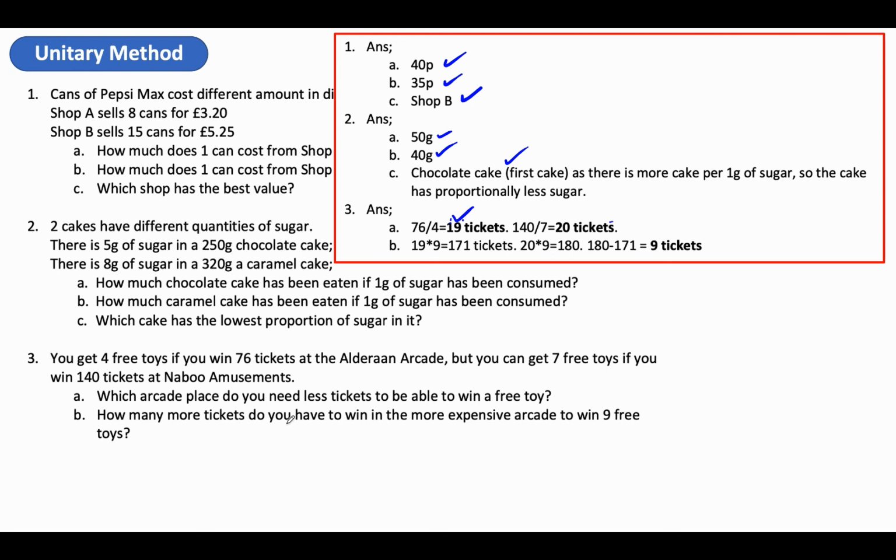How many more tickets do you have to win in the more expensive arcade to win 9 free toys? So 9 free toys for the first one would be 9 lots of 19. So 171 tickets. For the second place, you need 20 tickets per toy. So 20 times 9 is 180. What's the difference? Which is what this one said. How much more, isn't it? You'd need 9 more tickets to get the same amount of toys.